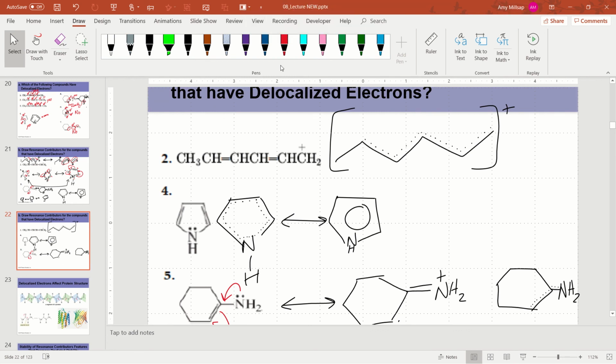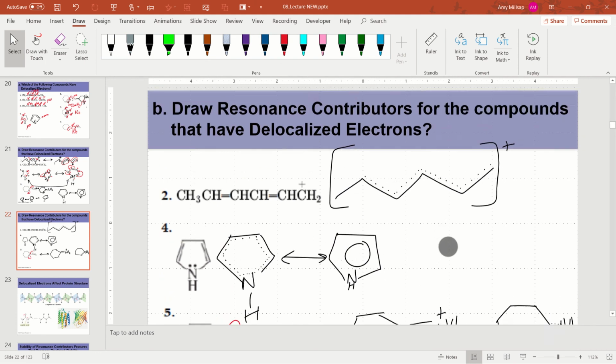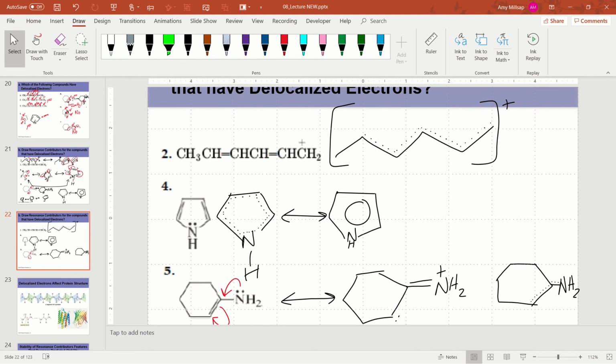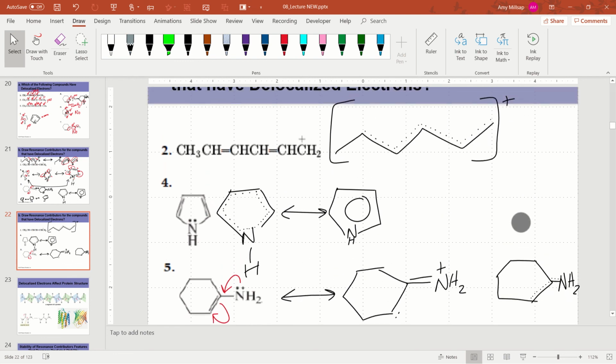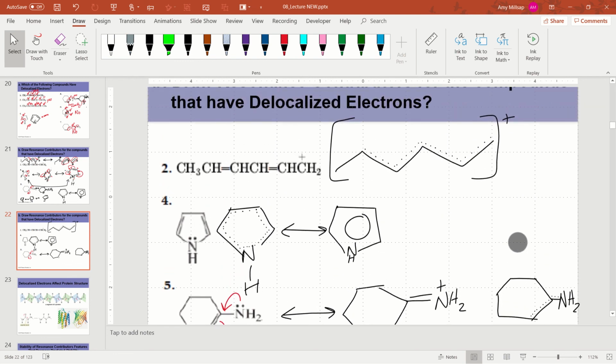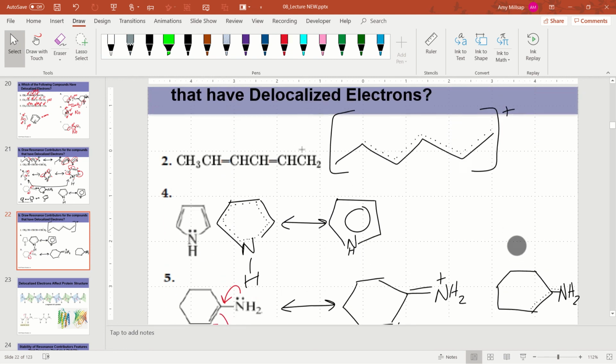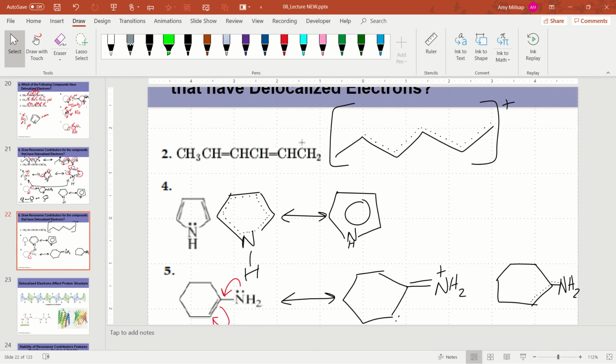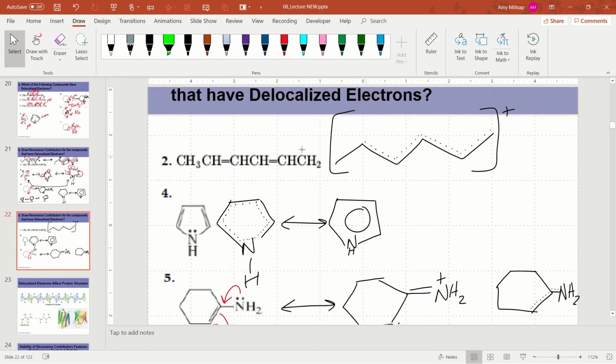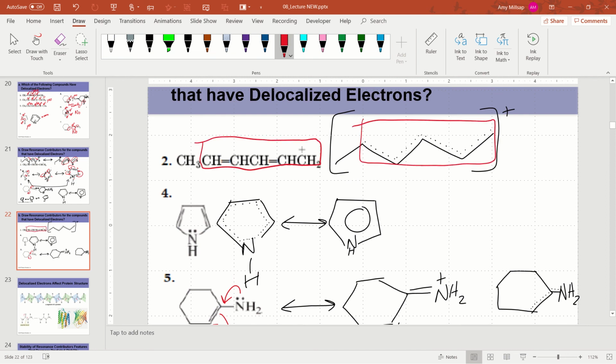All right, so looking at the next slide, draw resonance contributors that have delocalized electrons. What I've actually done here is not just draw the resonance contributors. For 2 and 4, I drew the resonance hybrids, showing that there is complete electron sharing across all of the sp2 atoms. So notice that in the resonance hybrid, you show dots across all of the atoms that are sharing electrons.